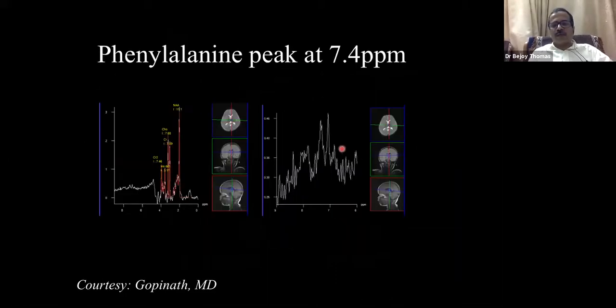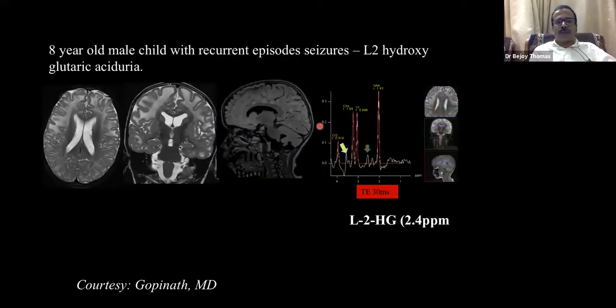And at 7 Tesla, you usually see it only till 4 ppm. So you can actually widen the x-axis if you do the post-processing. Actually, the spectral details are there. And you can see that if you look at 7.4 ppm in this case, we can see a phenylalanine peak, which can again be diagnosed. This is a case of L2-hydroxyglutaric aciduria, again diagnosed based on MR imaging and spectroscopy.